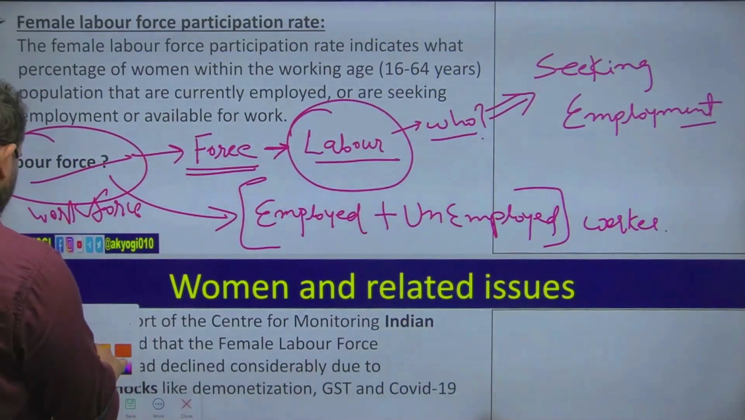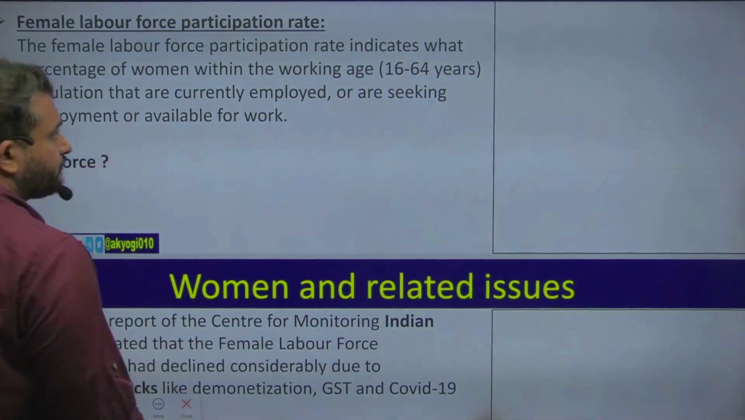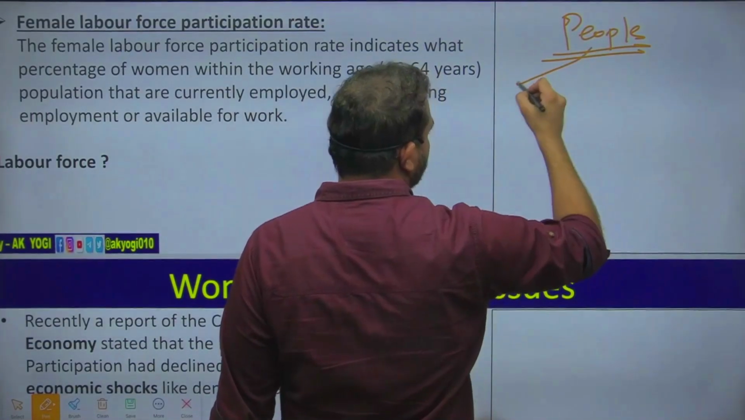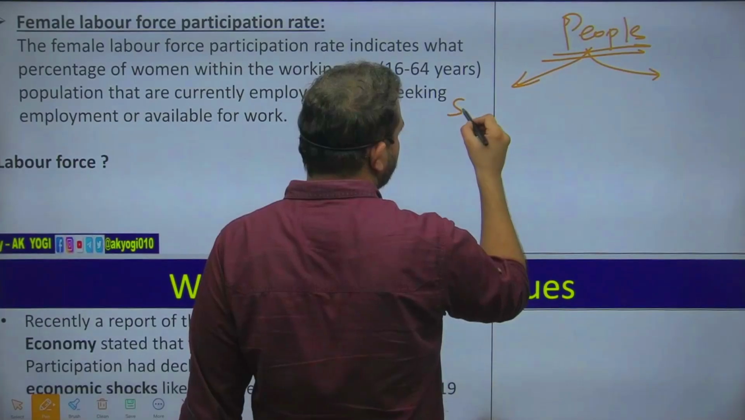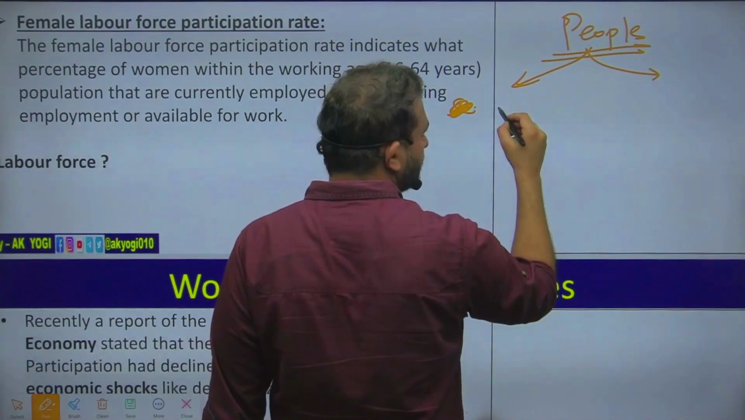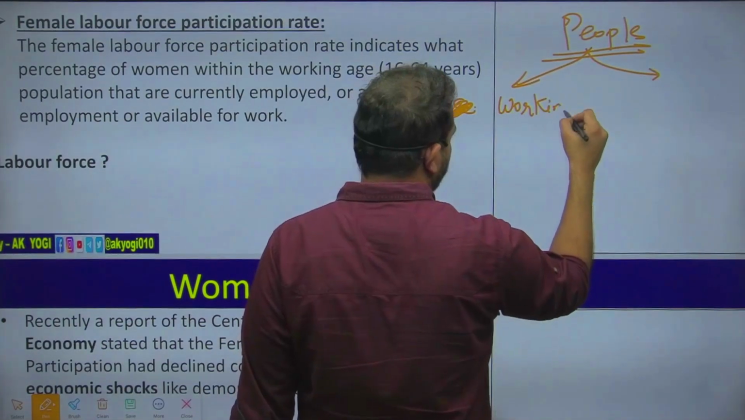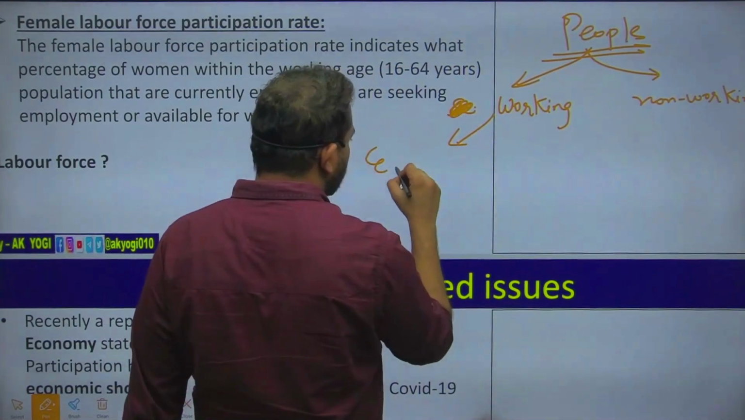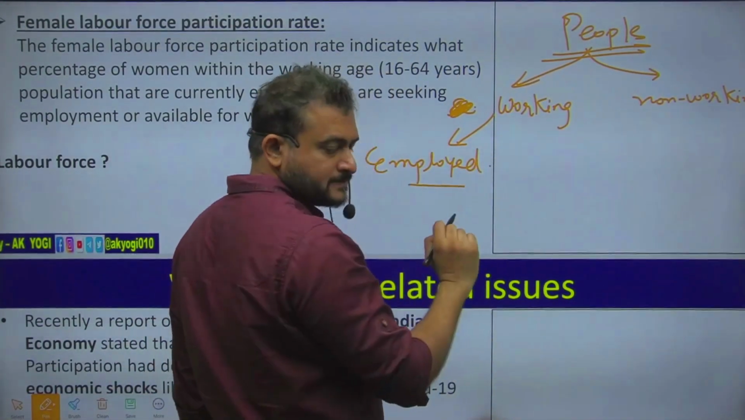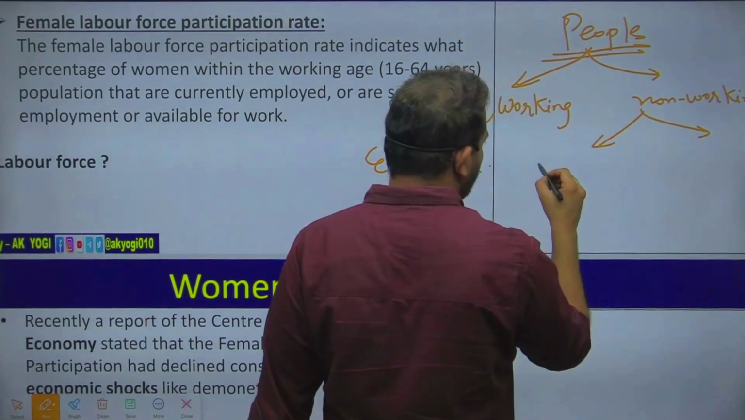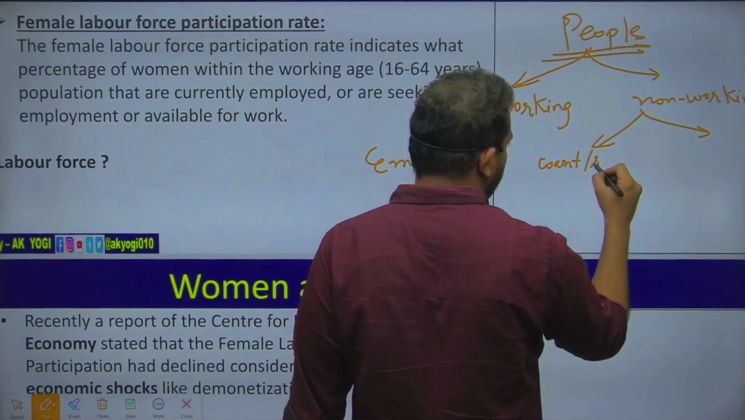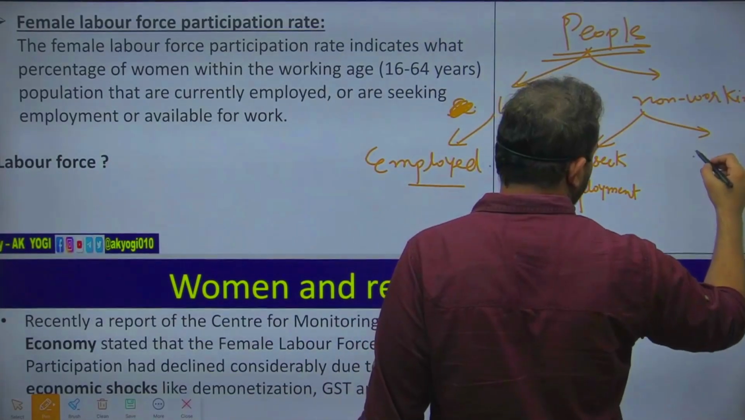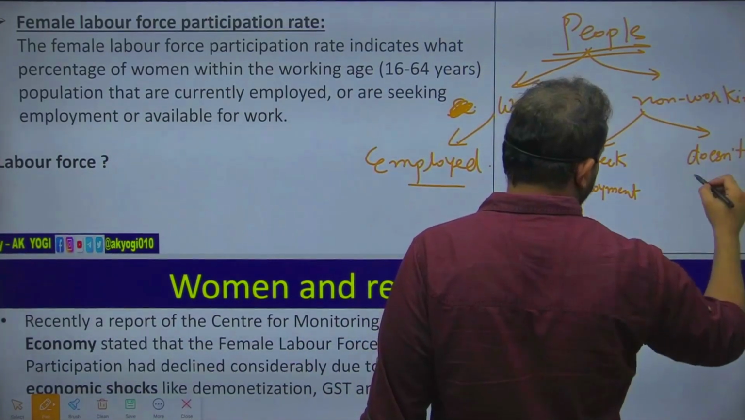I will make a flow chart of this for you, so that you won't get confused. There are many people, general people, and we can divide them into two categories: working and non-working. Working people are actually employed people. Non-working people are of two types: there are people who want or seek employment, and those who do not want or seek employment.